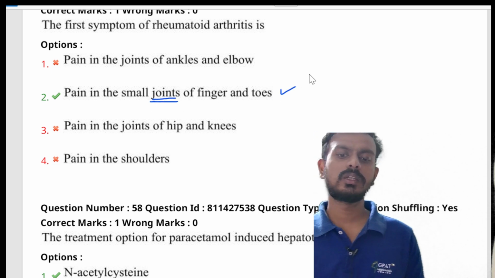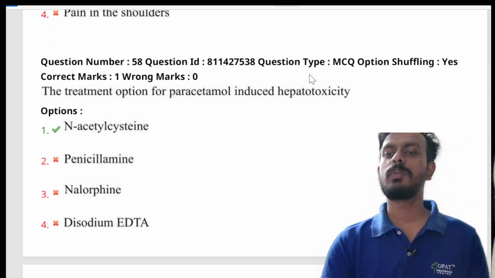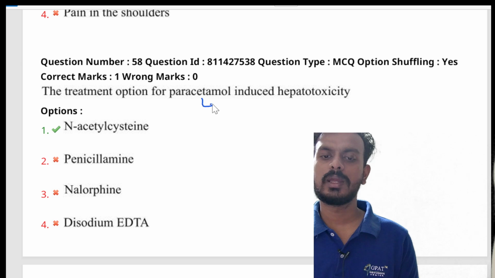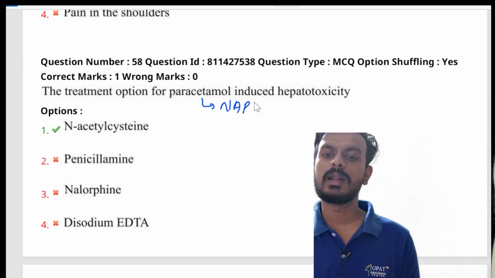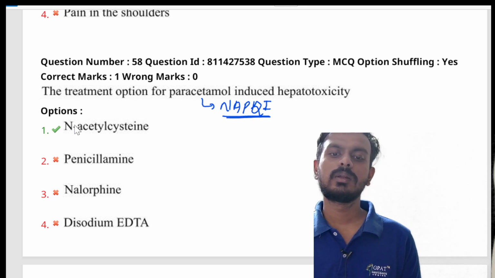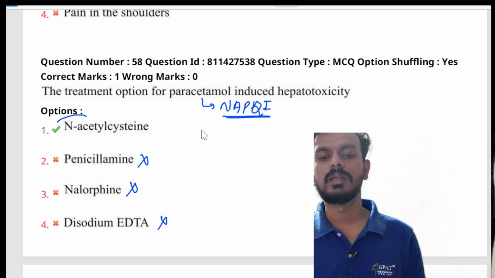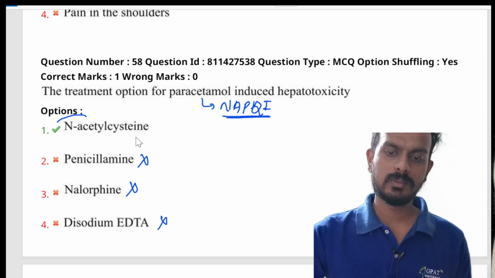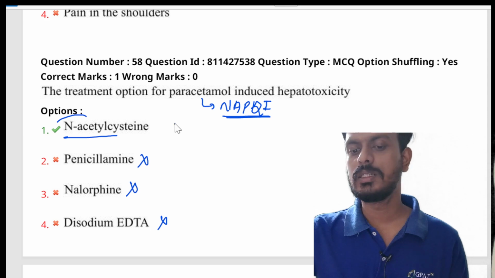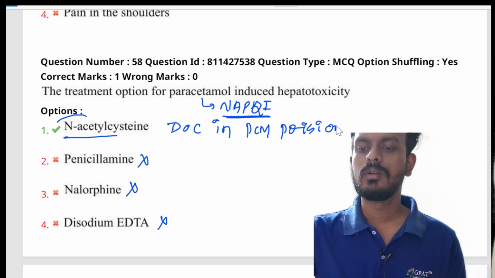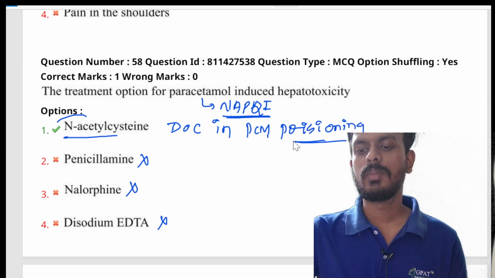Okay, next question, the treatment option for paracetamol poisoning. Paracetamol poisoning basically occurs due to a paracetamol metabolite, that is NAPQI, N-acetyl-p-benzoquinone imine. Okay, so to treat this, what is given? Not penicillamine, not nalorphine, not disodium edetate. Okay, so N-acetylcysteine is used as the drug of choice in paracetamol poisoning. Okay, please remember, drug of choice in case of paracetamol poisoning.